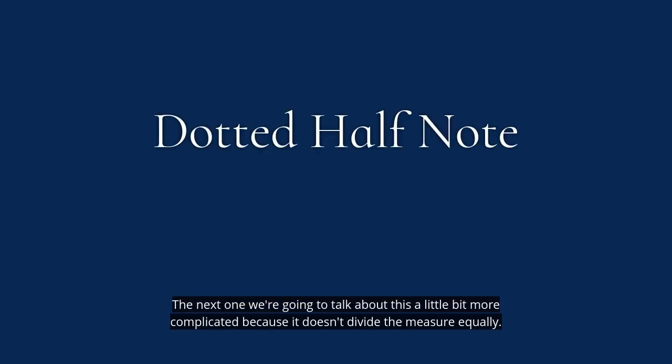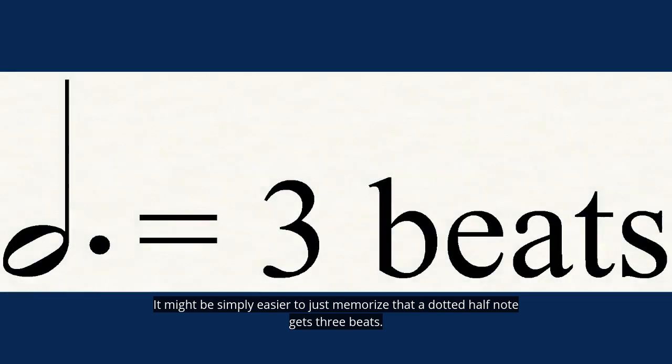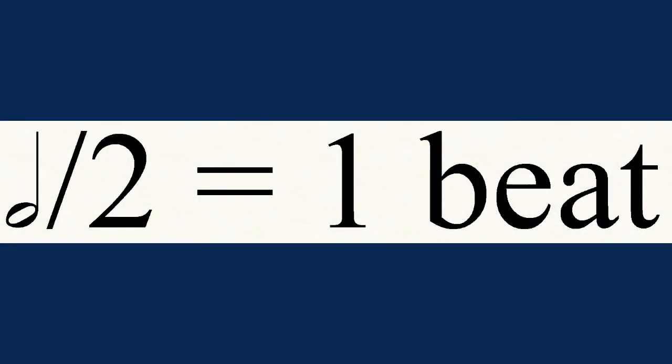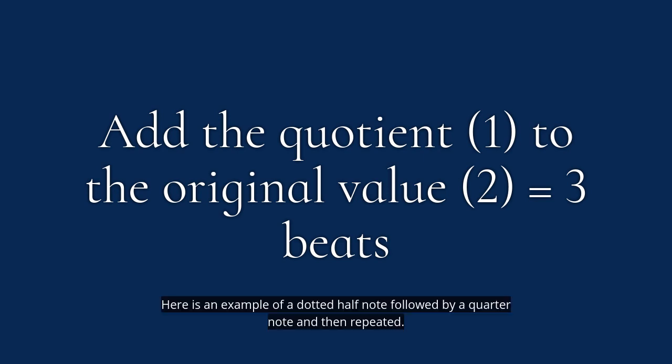The next one we're going to talk about is a little bit more complicated because it doesn't divide the measure equally. It might be simply easier to just memorize that a dotted half note gets 3 beats. But let me go ahead and explain it mathematically for those of you who are more mathematical thinkers. What the dot means is that you take half of the note value originally shown, in this case a half note. Half of a half note is 1 beat. Then you simply add that beat to the original note value, being a half note, which gives you 3 beats of sound. Here is an example of a dotted half note followed by a quarter note and then repeated.